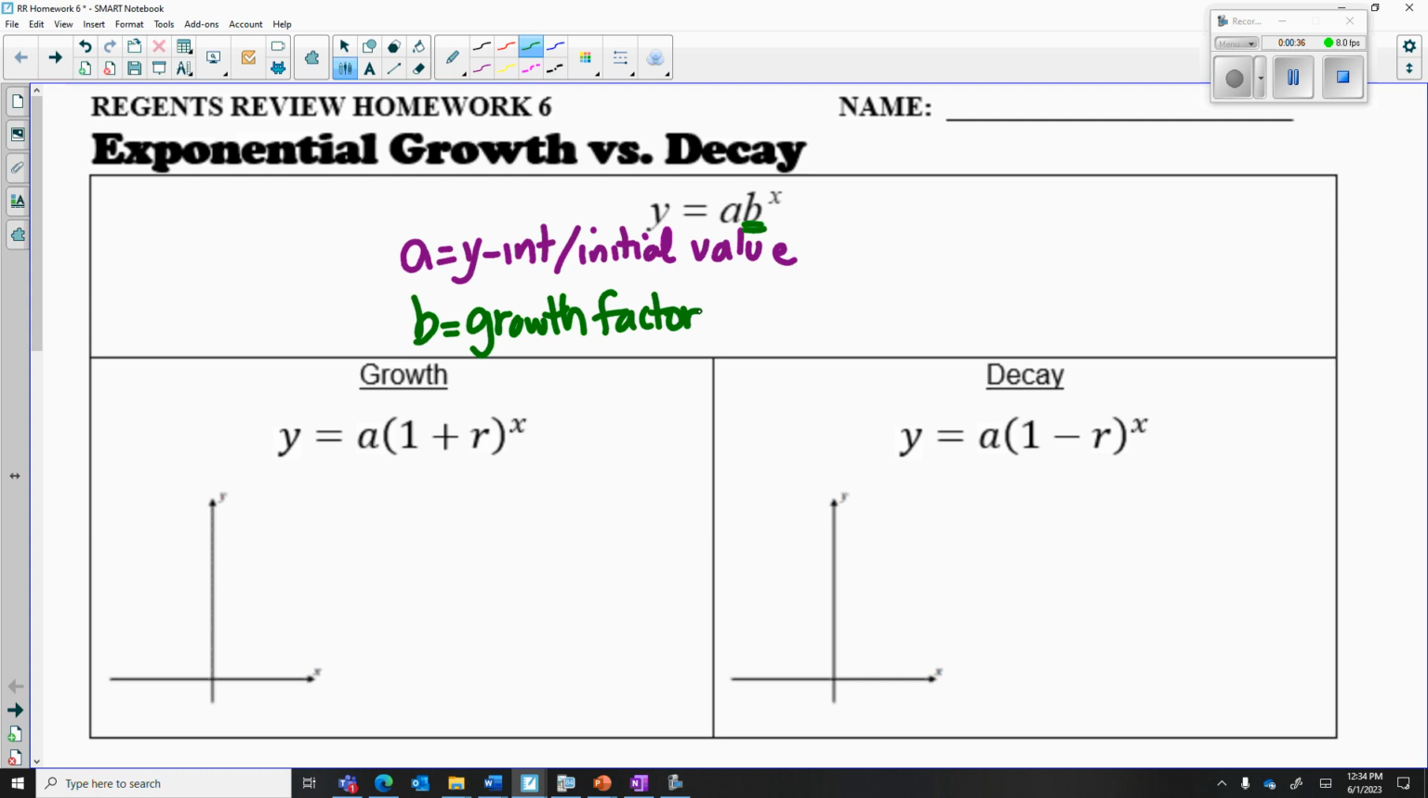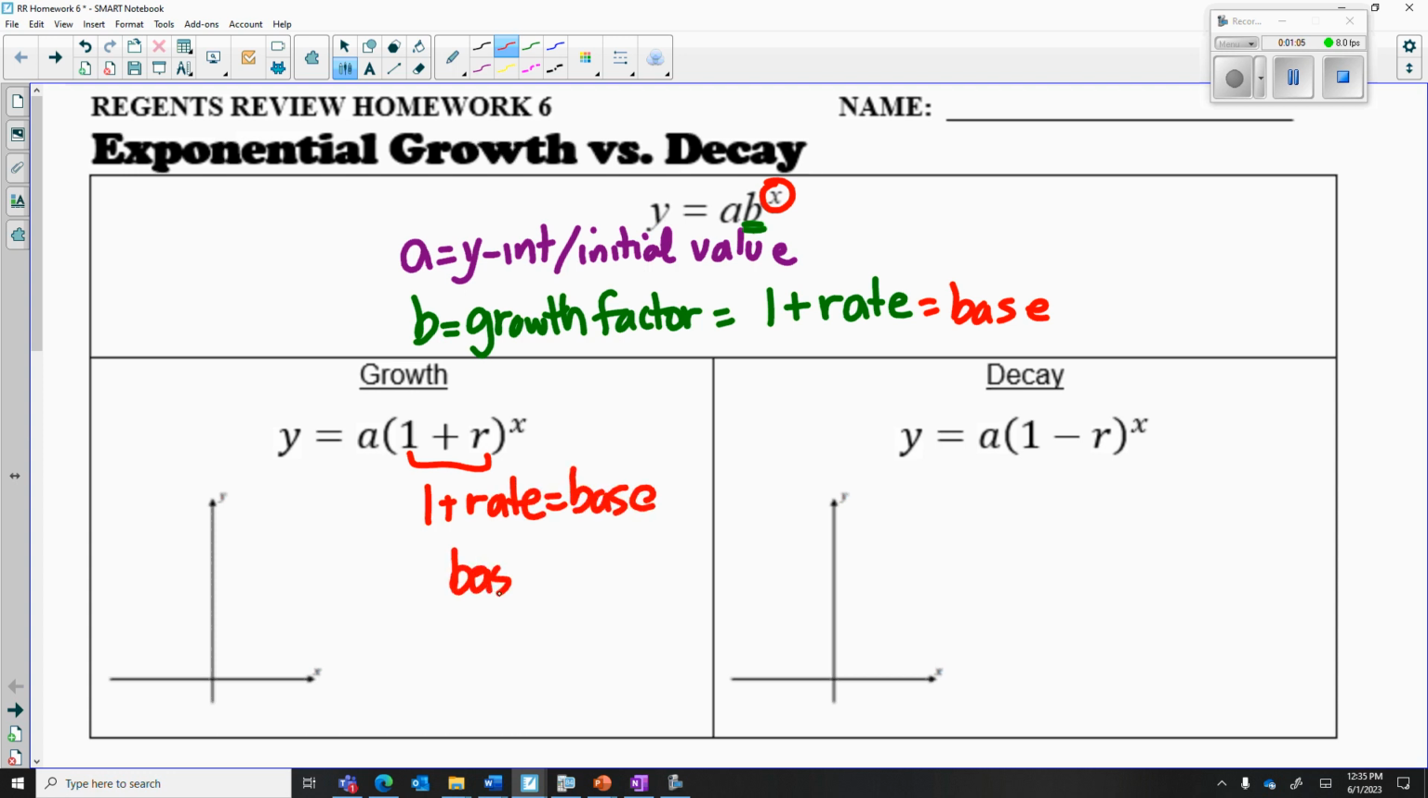The growth factor, the b, or the decay factor is either 1 plus the rate if it's growing or 1 minus the rate if it's decaying, where r is the rate. So notice we have x in the exponent, and that's important as well, and b is the base. All right, so if it is growing, then we have 1 plus the rate, and 1 plus the rate is the base. Thus, the base, b, is greater than 1.